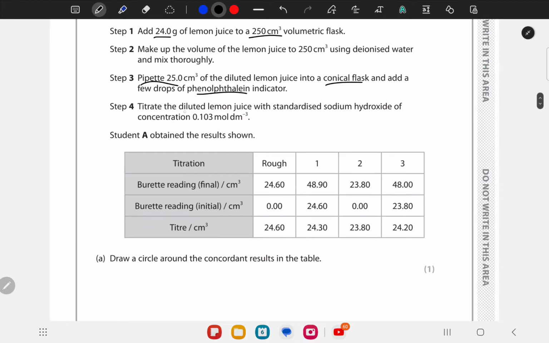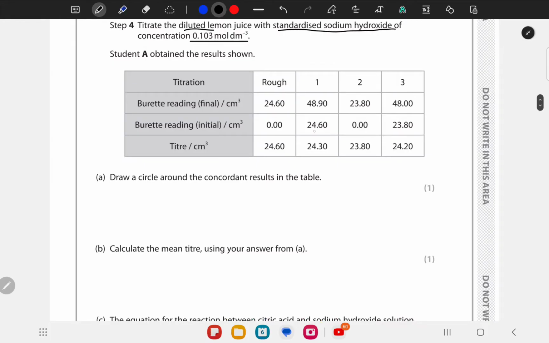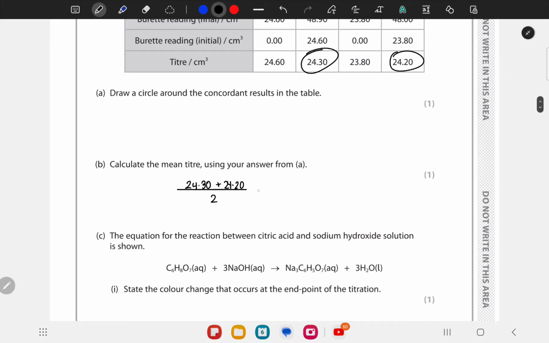phenolphthalein. Then we titrate the dilute lemon juice with standardized sodium hydroxide of concentration 0.103 mole per dm cube. The concordant results would be this. Now we have to find the mean titer. So from the concordant results we have 24.30 plus 24.20 divided by 2, we get 24.25 cm cube.